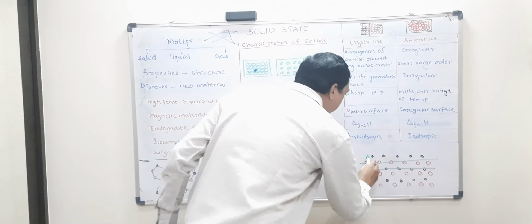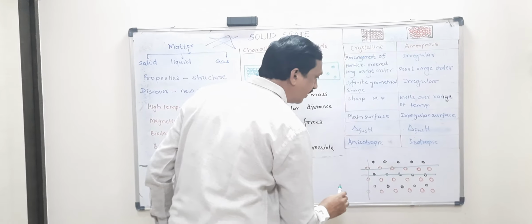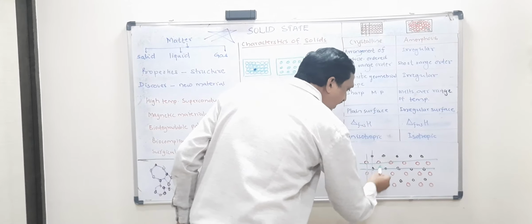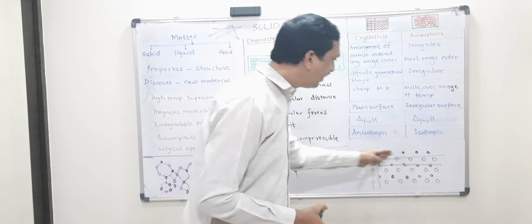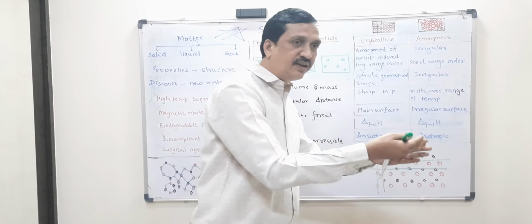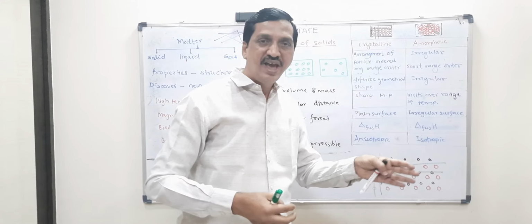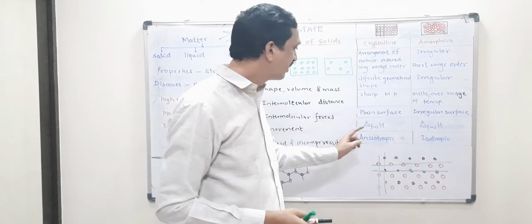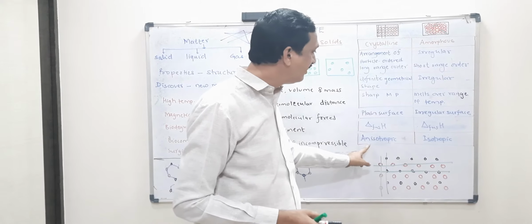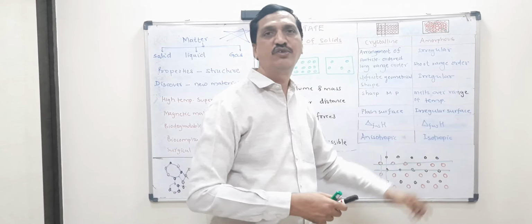If I go in this direction, I come across only this kind of particle. If I go in this direction, again I get another kind of particles. So as the direction is changing, the constitution is changing, and as the constitution is changing, the property is changing. So crystalline substances are anisotropic, and amorphous substances are isotropic.